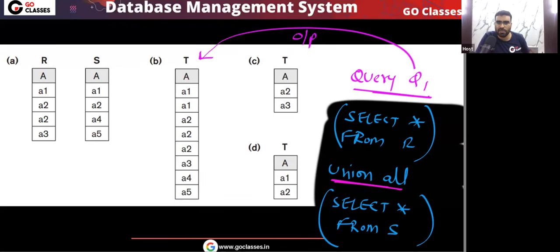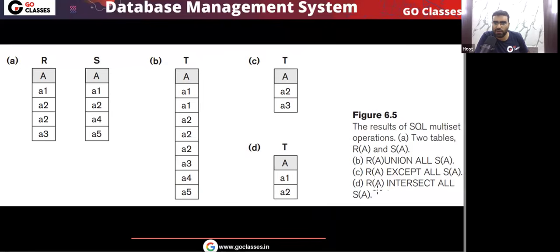Similarly, if I do intersect all, what will be the output? You will do the frequency intersection. You can see A1, so one time A1 will be there in the output. A2, how many times will I get? Frequency intersection, so A2 I will get only one time. A3 0 time, A4 0 time, A5 0 time. So this is intersect all.